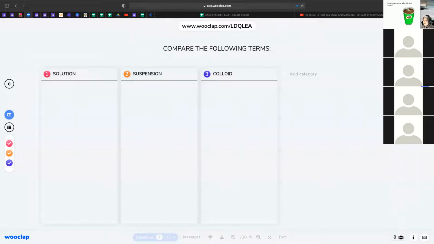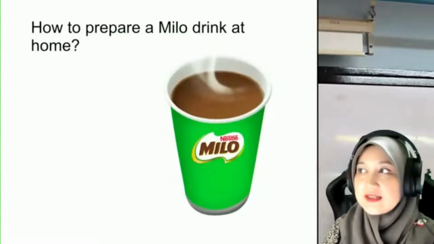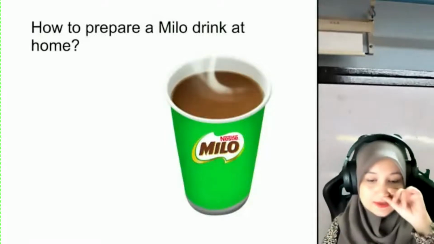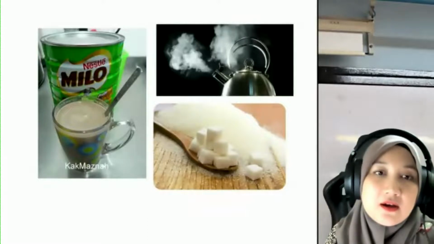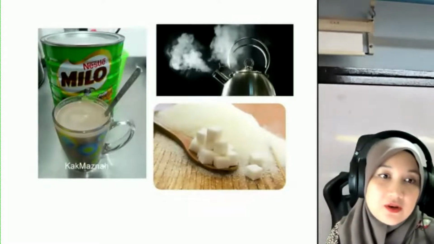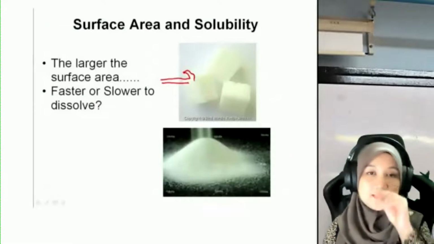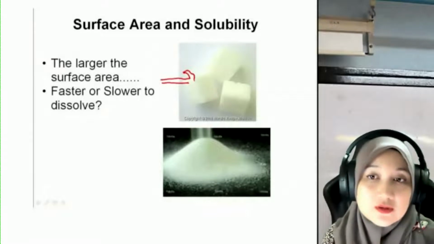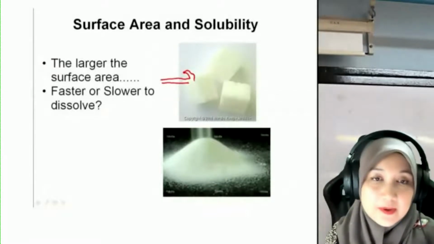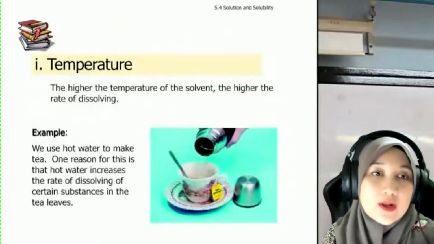So what are the terms? In here there are 3 terms: solution, suspension, and colloid. We hold it for a while and get into it later. So in here, this is how you are implementing the concept of the types of solution in your daily life. It's not necessary to be implemented while you are preparing a Milo drink. You also can implement it while you are preparing other drinks, and also while you are cooking.